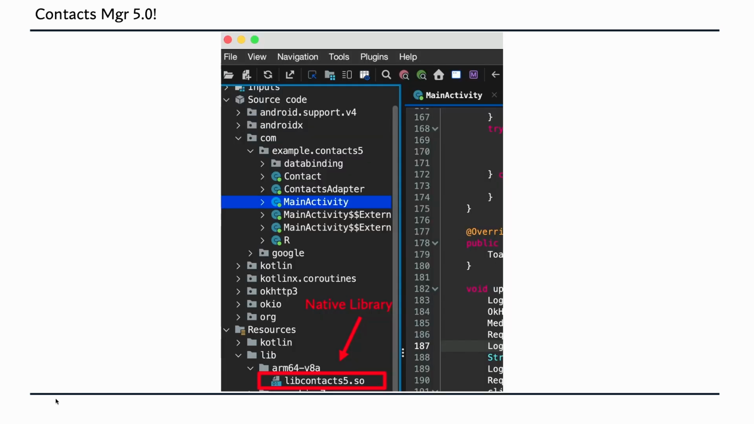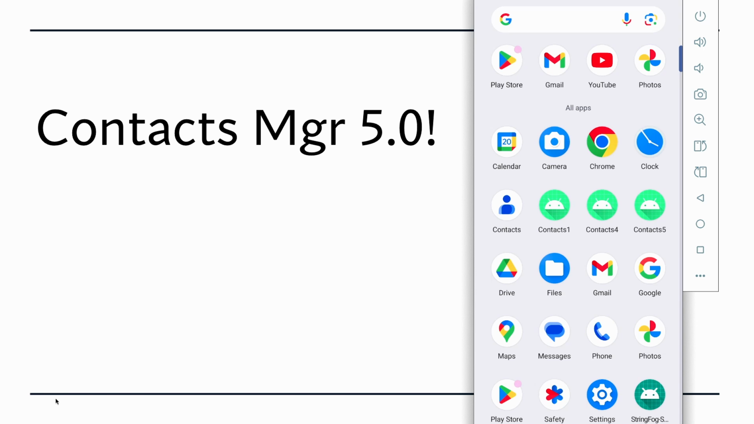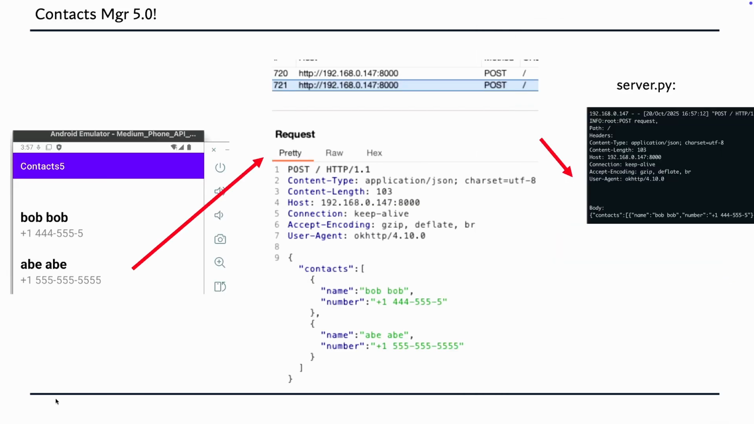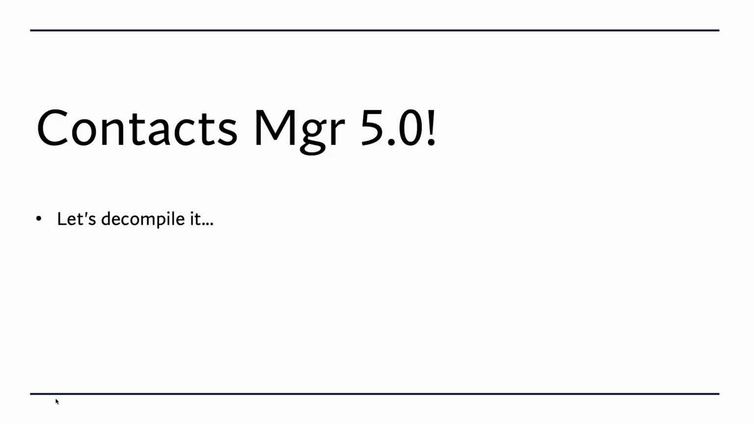And there you can see the library appearing in JADX, the reverse engineering tool. And now we're going to run it. And there it is. And it looks exactly the same. That's good. And we can see there it is being sent to Burp, and there it is being sent to the HTTP server. There's a bigger picture of the HTTP server. So it's working the same as all the other versions.